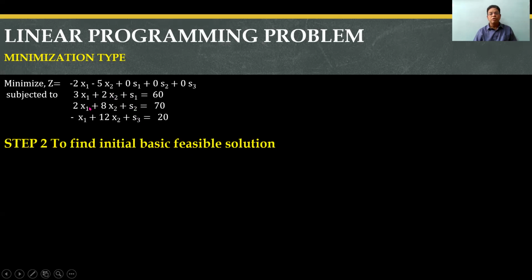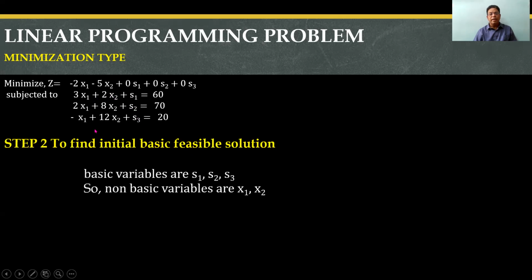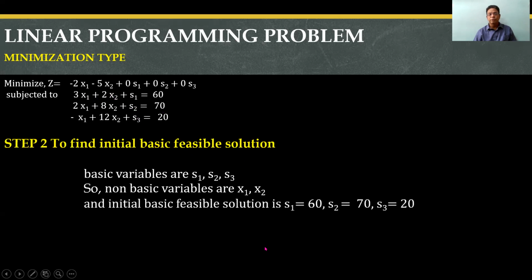So after putting non-basic variables x1 and x2 as 0, we will get s1 equals 60, s2 equals 70 and s3 equals 20. So this is the initial basic feasible solution.